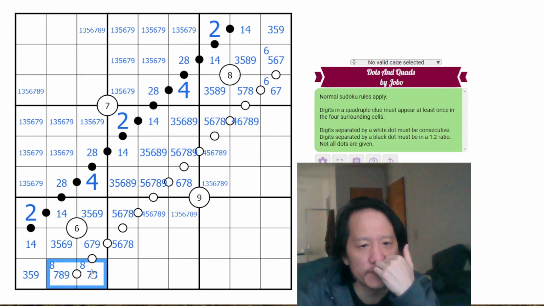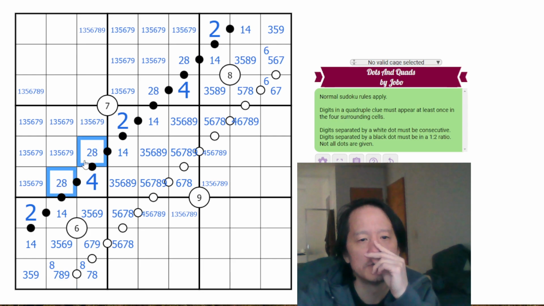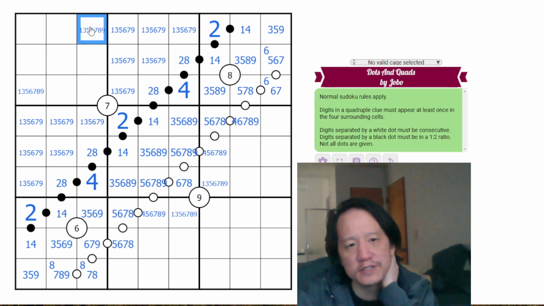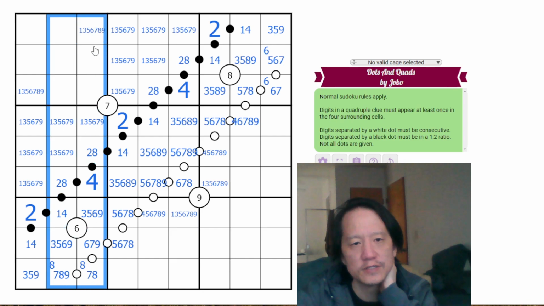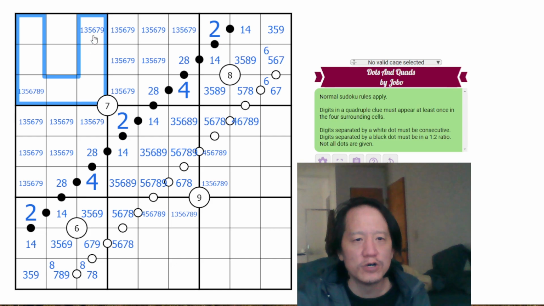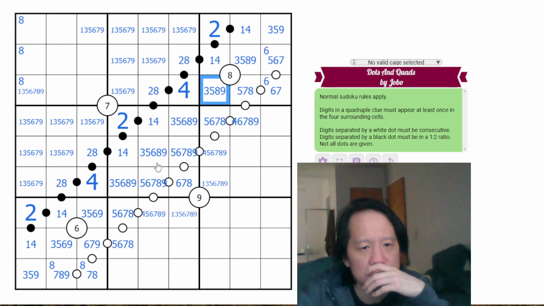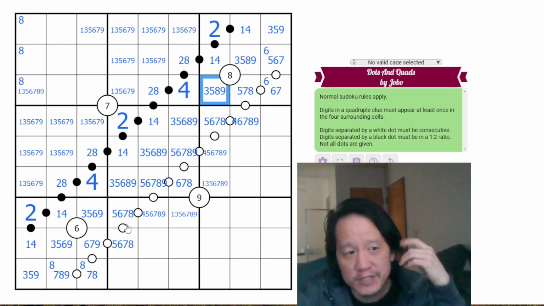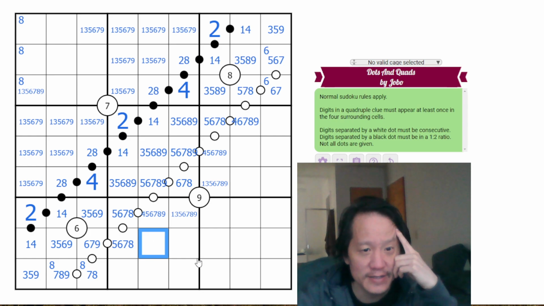Oh, okay. We know 8's here. We know 8 is here. So we have 2 8's in columns 2 and 3. So that's all the 8's used up in column 3. Therefore, the remaining 8's in box 1 must all be in column 1. I don't know if that helps us with anything, but that's what it tells us.